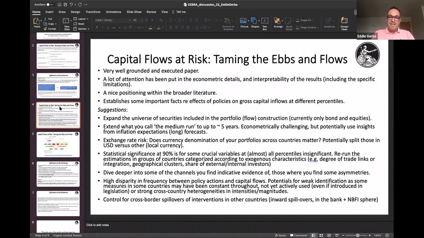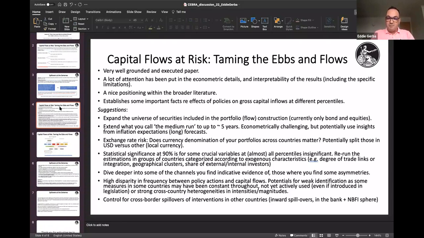Now, just wondering, there's high disparity in frequency between policy actions and capital flows, which might mean some of the policy actions are not really taken or they're constant over time, and that might be resulting in some weak identification. I don't actually know what the good suggestion here is, but you should at least potentially acknowledge that, or show how the actions have been taken across the countries in your sample, such that the reader can really know that.